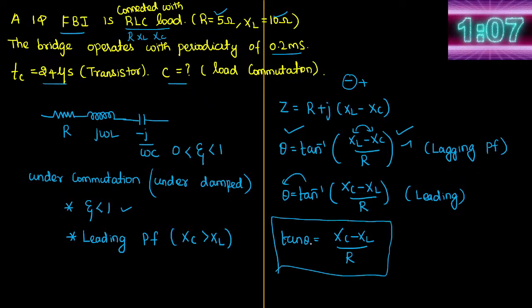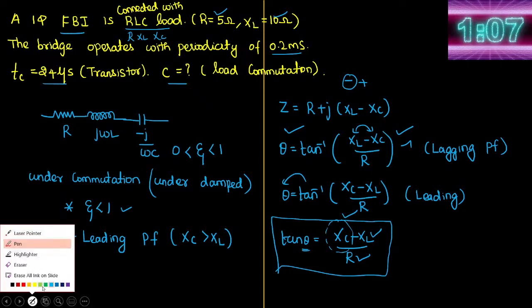Okay, sir. What can we do now? XL is given, R is given, XC is unknown. If we find the value of XC, then easily we can solve it. To know the value of XC we need three parameters: XL, R, and theta also is required. XL and R are already given. Now our next target is theta. How can we evaluate this theta from the given question?